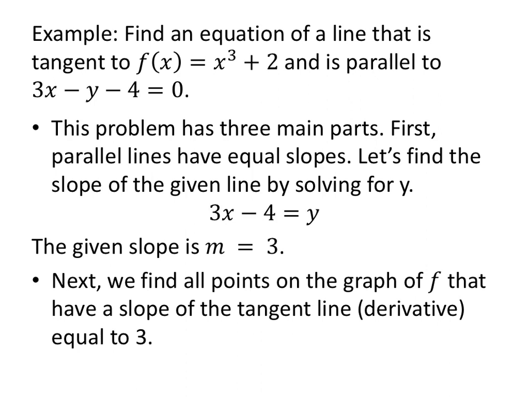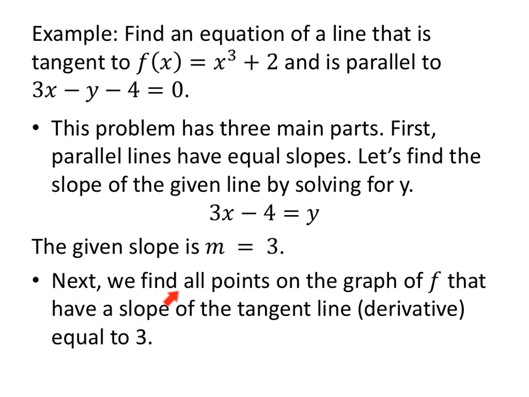Find an equation of a line that is tangent to f of x equals x cubed plus 2 and is parallel to a given line. Now this has three main parts. First, we have to know that parallel lines have equal slopes. So let's find the slope of the given line by solving for y. And the easiest thing to do would be to add y to both sides. y equals 3x minus 4, so the given slope is 3.